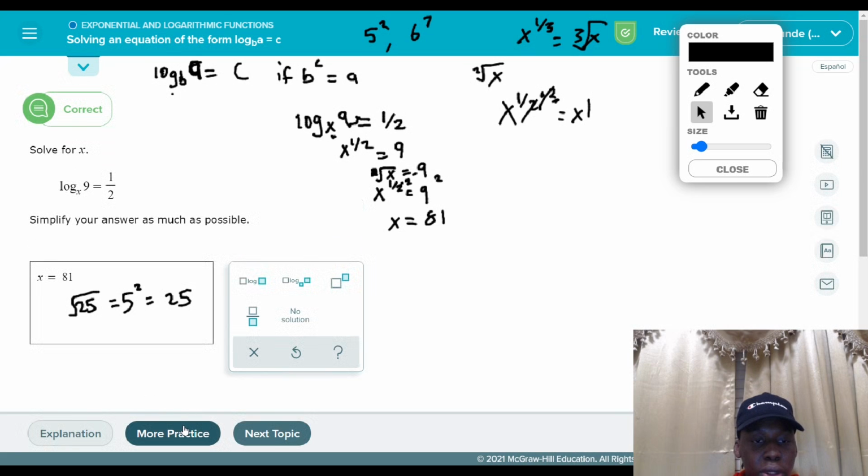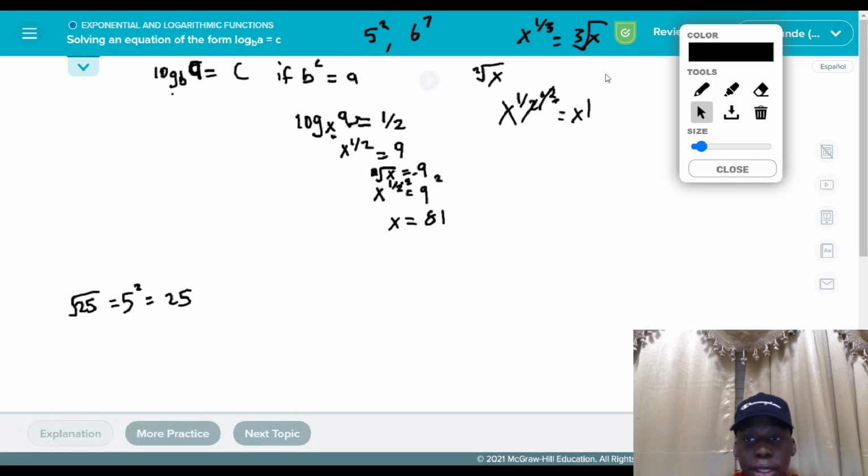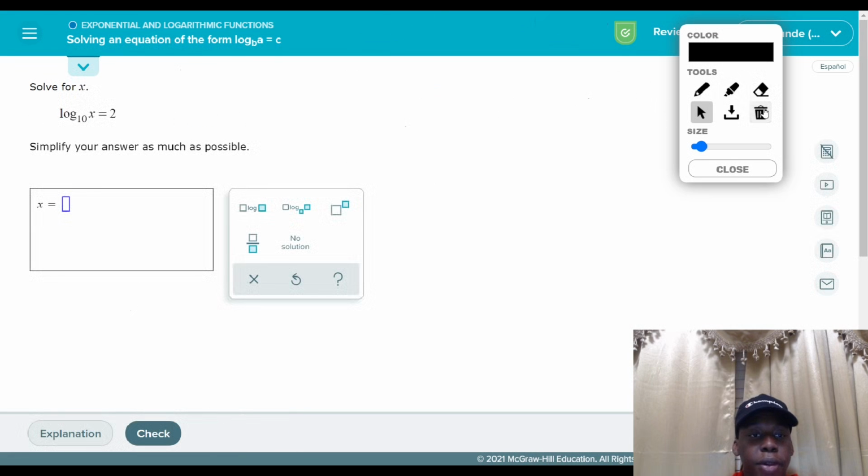Yeah. So let's look at more practice. Let's test our knowledge on this topic. Okay, so this is log 10 x equals 2. It's basically the same thing we've been doing. Okay, log 10 x equals 2. So the same thing we've been doing, right?